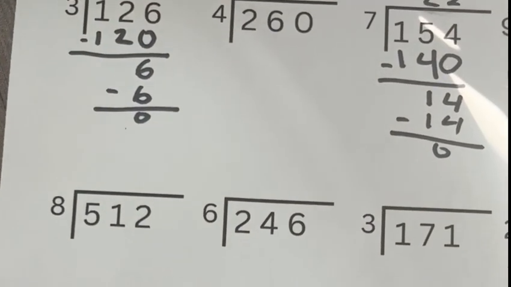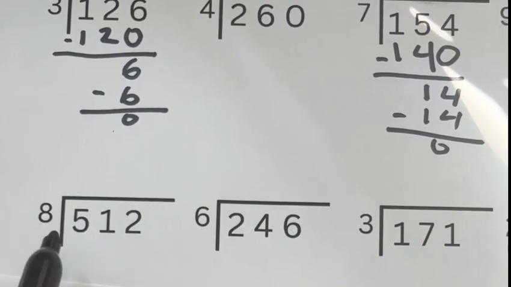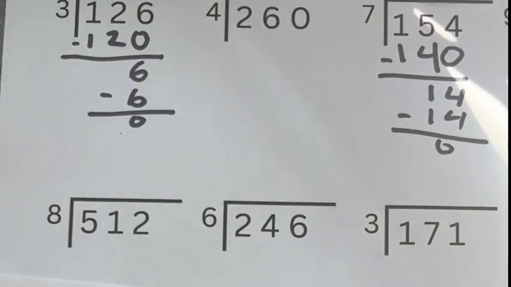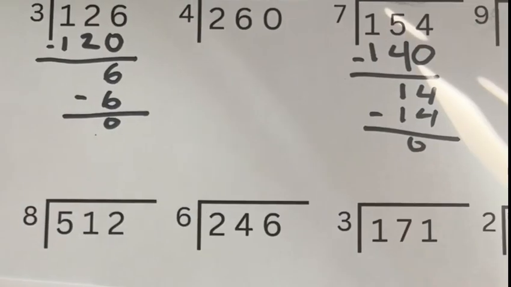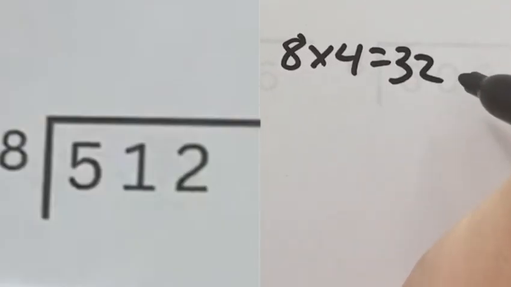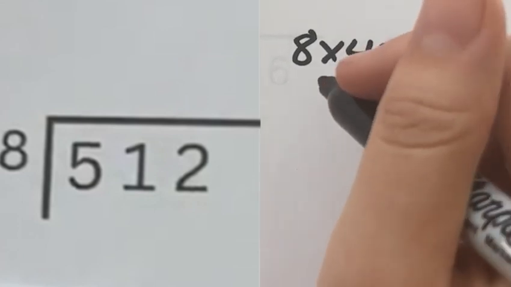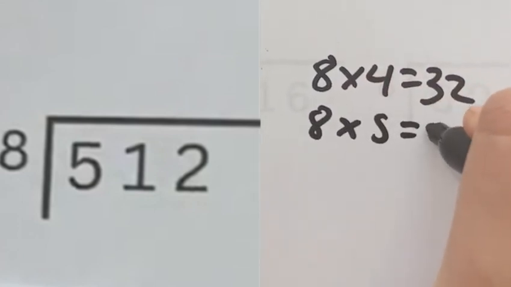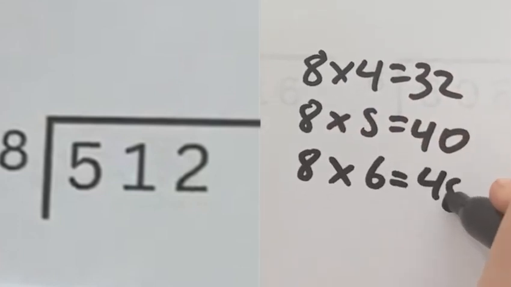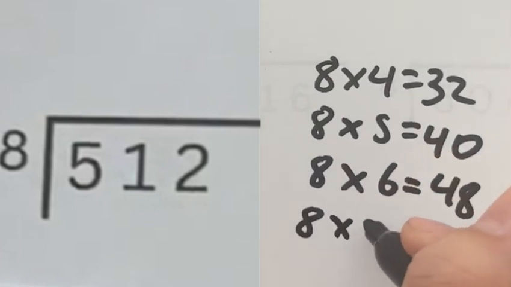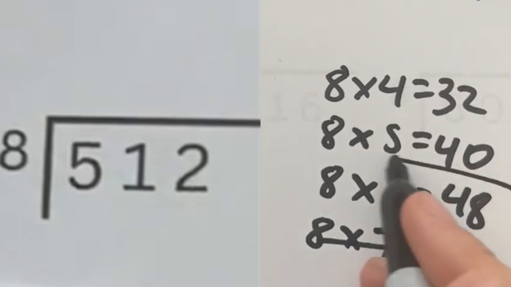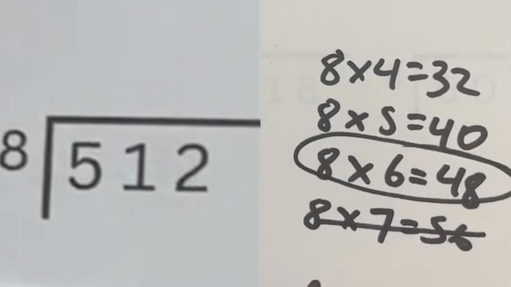512 divided by 8. We know that 8 is not going into 5, and 51 is not a direct multiple. So we see what goes into 51. Let's go down the line. 8 times 4 equals 32. That's more than we can do. 8 times 5 equals 40. 8 times 6 equals 48. 8 times 7 equals 56. We know that 56 is too much, so we go to the next one, 48.